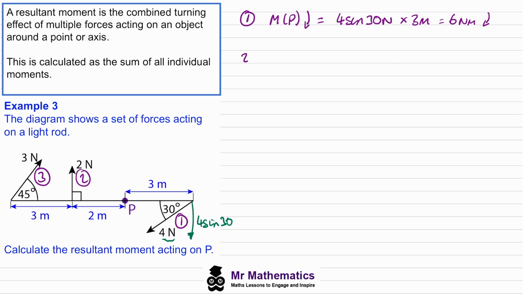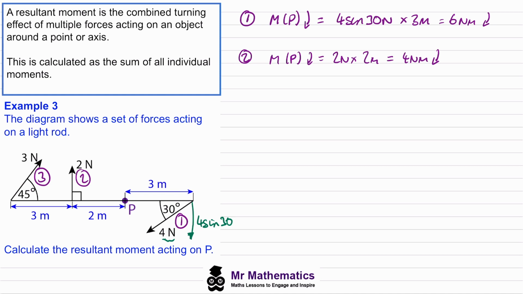And for our second moment, the moment acting on P, again in the clockwise direction, we can see this force is acting perpendicular to the arm at P. This will be 2 newtons multiplied by the distance of 2 meters. So this moment will be 4 Newton meters, again in the clockwise direction.